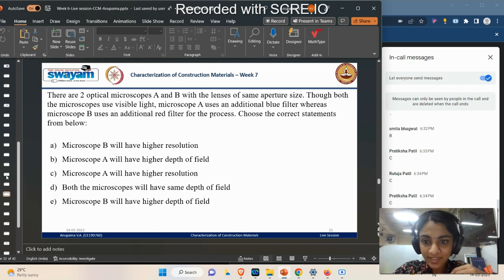Microscope B will have higher resolution. Microscope A will have higher depth of field. Microscope A will have higher resolution. Both the microscopes will have the same depth of field. Then microscope B will have higher depth of field. So it's all a game of resolution and depth of field. The only difference between A and B is the filter. A has a blue filter, B has a red filter. Okay, I've got C and E.